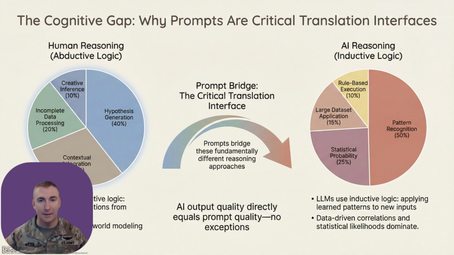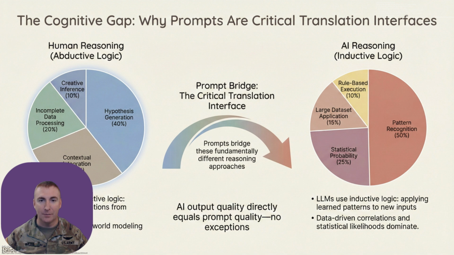Leaders excel at abductive reasoning, generating explanatory hypotheses from fragmentary intelligence. You see scattered enemy preparations and make the intuitive leap connecting observations into coherent theory about adversary intent. Large language models can't do this. They operate through inductive logic, deriving patterns from training data and applying those patterns to new inputs. The response represents highest probability continuation based on statistical regularities.